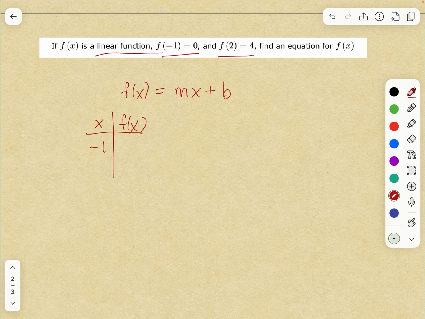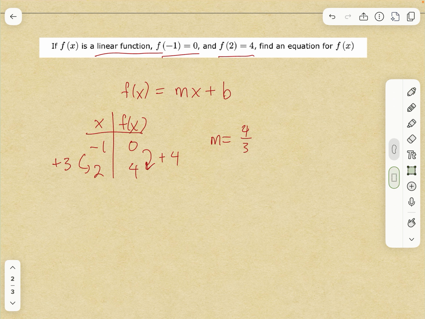So when x is -1, f of x is 0. When x is 2, f of x is 4. So we see that to go from -1 to 2, you add 3. And to go from 0 to 4, you add 4. And the slope, m, is the change in y divided by the change in x. So m is equal to 4 over 3. I take the change in y, which is 4, and then divide it by 3.